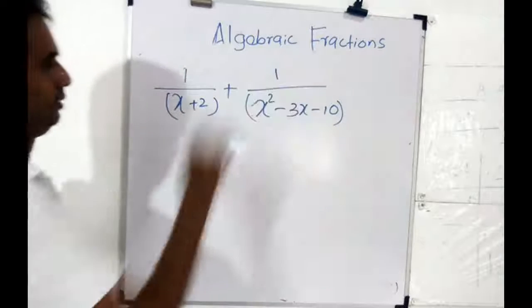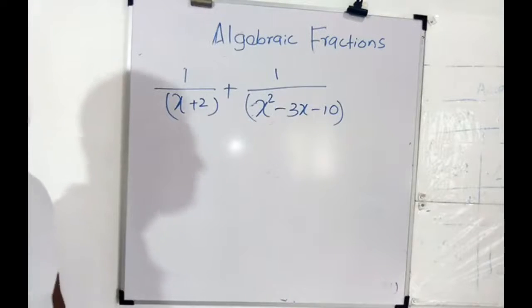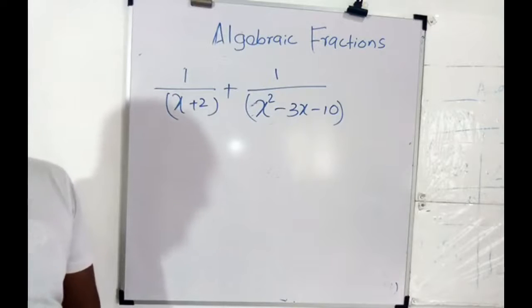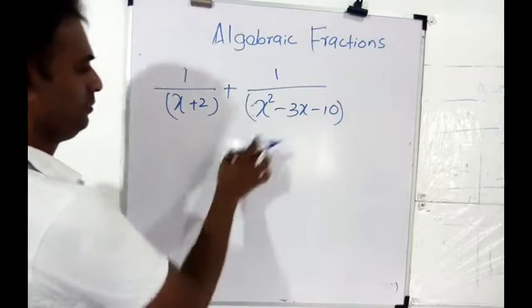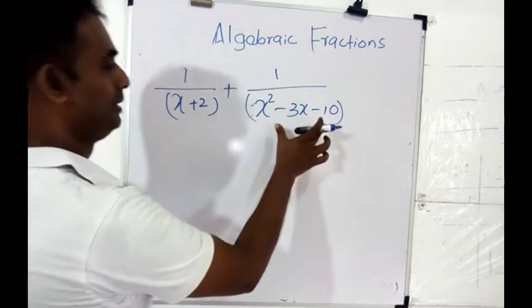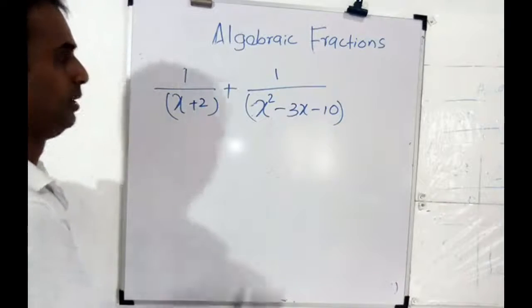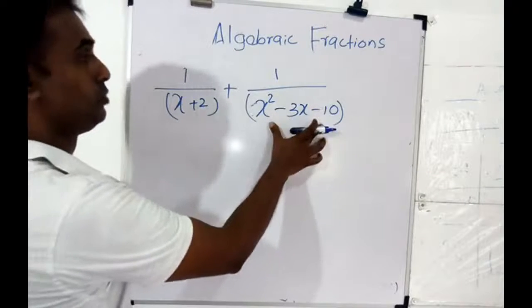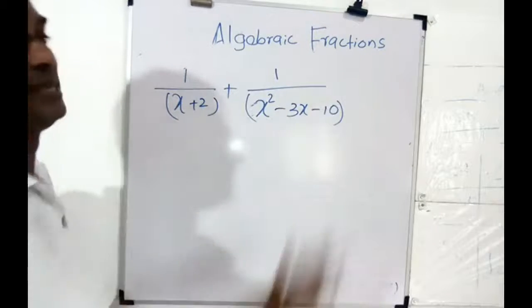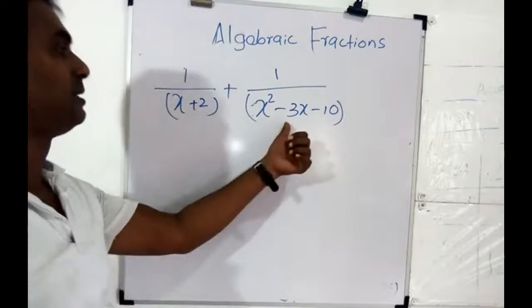So what we want, right? But in the first step we want to find the LCM, no? We want to find the LCM. Before we find the LCM, this expression is complex. We want to find the factors of this expression. Firstly, you want to find the factors of this expression.